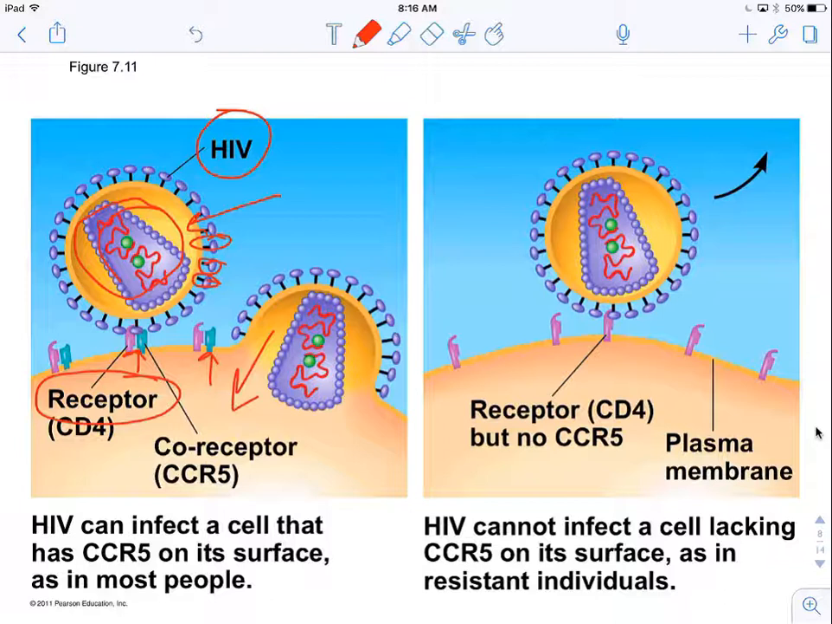But again, most people have both of these receptors. Every once in a while, you'll get somebody who doesn't have the CCR5 receptor on the surface of their T cells, and they actually can't be infected with HIV. So they're immune to it, which is really kind of cool. But it all has to do with these glycolipids, these proteins that help cells recognize each other and communicate.